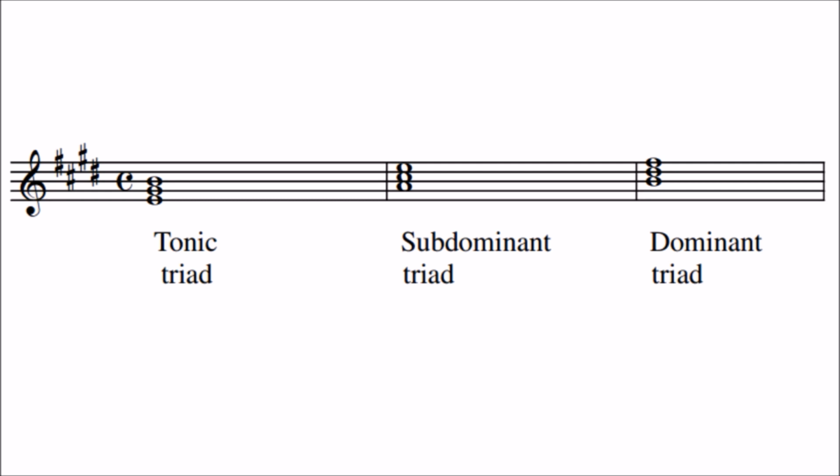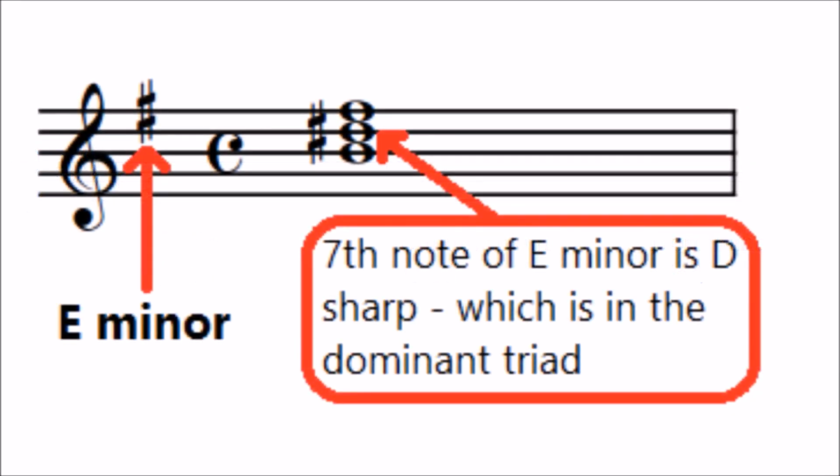There are two other things to bear in mind in this topic. Firstly, in a minor key, the dominant triad contains the seventh degree of the scale, and you will remember that the seventh note of a harmonic minor is raised. So, for example, in the scale of E minor, the seventh note is raised to D sharp. This seventh degree of the scale occurs in the dominant triad, and so the dominant triad contains a D sharp. In fact, the middle note of the dominant triad in any minor key is raised.